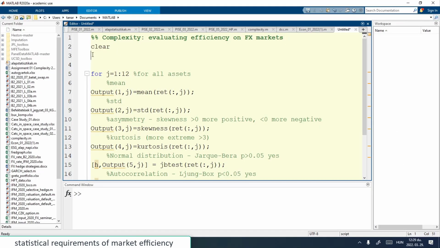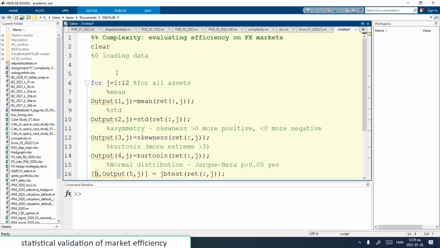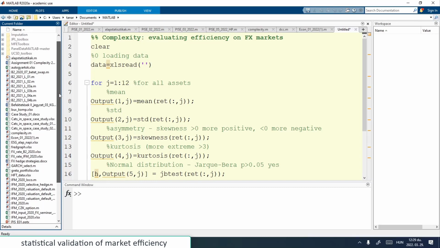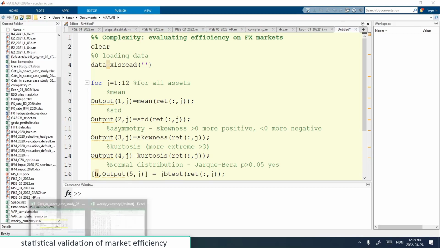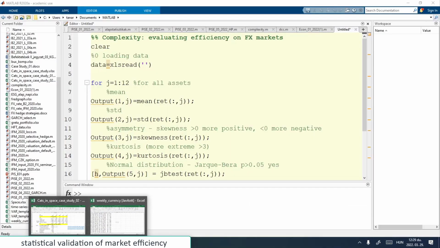Evaluating efficiency on foreign exchange markets, we have to load in the data, so we have a chance to see. Data equals: the left side of the equation is always the output, then there is an equals sign, then there is the function name. You don't have to read it at home, I just show you that mostly all the script languages are the same or quite similar, so it doesn't matter which one you want to use. But what is the name of this weekly currency file?